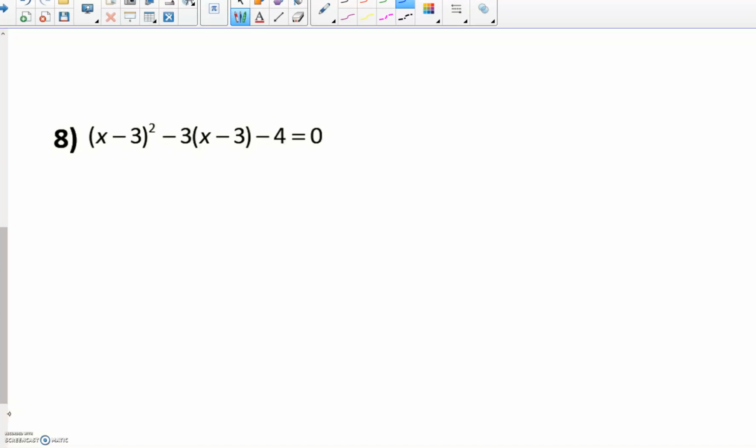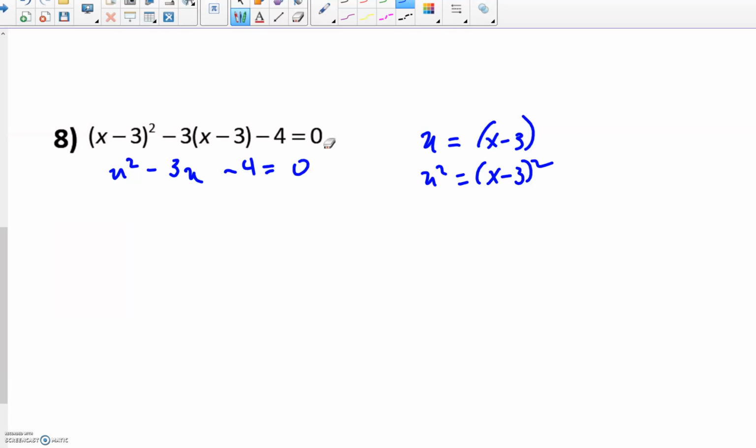So number 8, we've got an x minus 3 squared and x minus 3. So those are the same parentheses. So let's let u be equal to that x minus 3 parentheses. And then u squared would be the parentheses squared. So let's substitute then. That gives us u squared minus 3u minus 4 is equal to 0. Factor it, so that's u minus 4, u plus 1 equals 0. So u is equal to 4 and u is equal to negative 1.